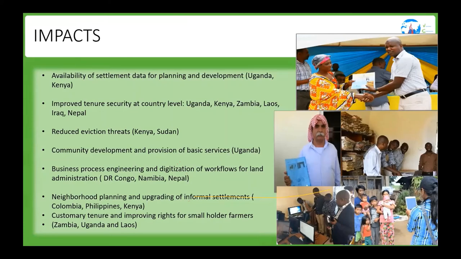Neighborhood planning and also upgrading of informal settlements. So that's also ongoing in Nairobi. And then it has been done in Colombia and Philippines as well. And then supporting the recognition of customary tenure and improving the rights of smallholder farmers. That has also been done in Zambia, Uganda, and Laos. So these are some of the strong areas that I imagine, and I'm sure there are many more I've not captured here.